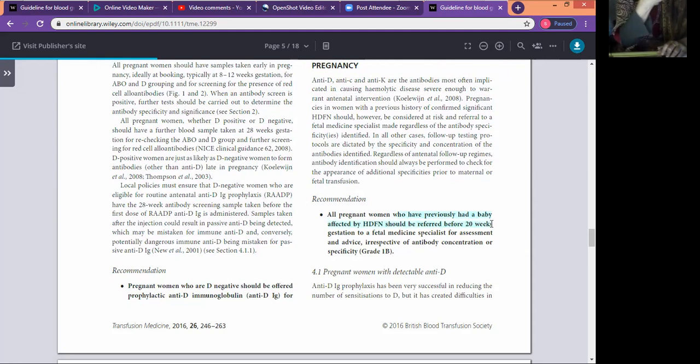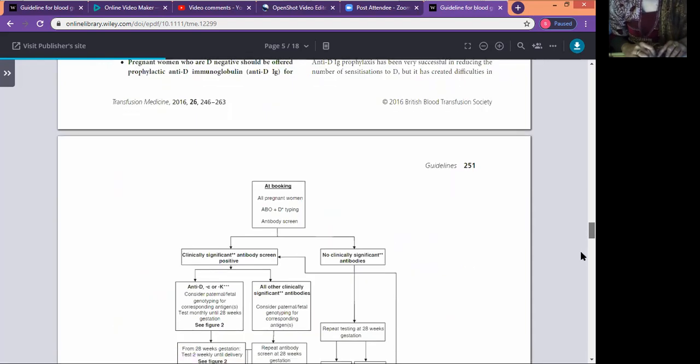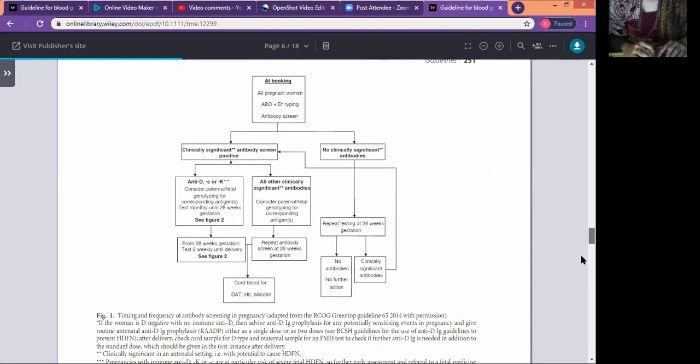So for these pregnant women with a history of HDFN, the alarm bell actually starts ringing even before the booking, which is usually done at around 8 to 12 weeks. They are referred even before the 28 weeks period has come by, because they need more stringent monitoring. So this is basically a guide to the procedures that need to be done.